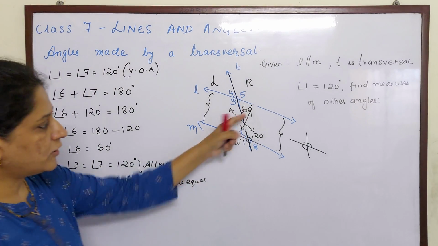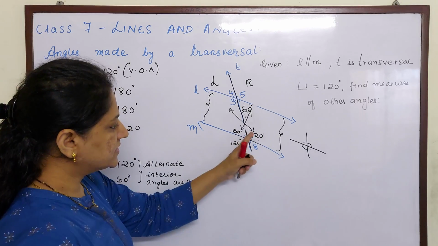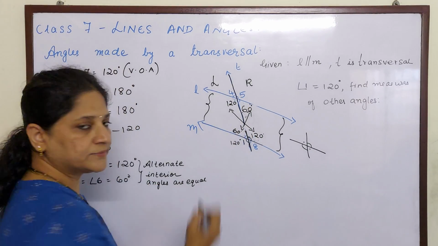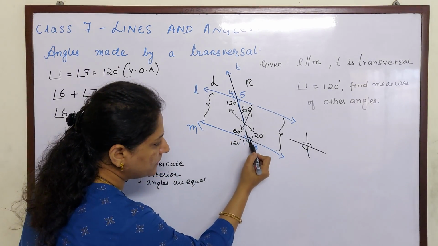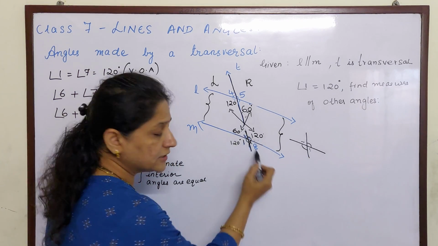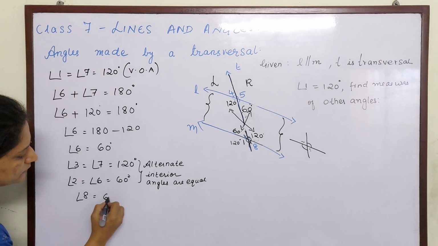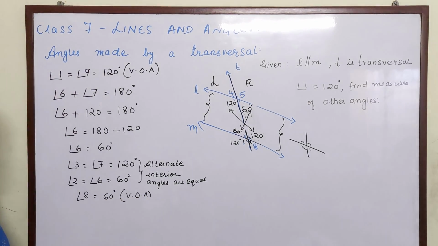So now you have got this 60. So this also becomes 60. If this is 120, this is also 120, right? Now once you have got this as 60, what will be angle 8? They are vertically opposite angles in a cross sign. So angle 8 is also equal to 60 degrees, vertically opposite angles.